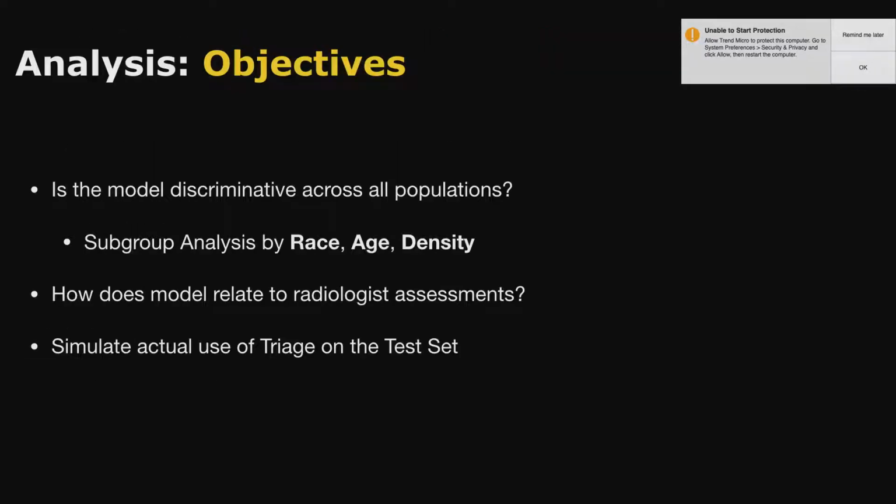Okay, so analysis. The objectives of what we're going to try to do here is similar across all the projects. One, does this thing work? Two, does this thing work across all the people it's supposed to work for? So we did a subgroup analysis. First, we looked at the AUC of this model, so the ability to discriminate cancer versus not. We did it across races, across MGH, age groups, and density categories. And finally, how does this relate to radiology assessments? And if we actually use this at test time on the test set, what would have happened? Kind of a simulation before full clinical implementation.